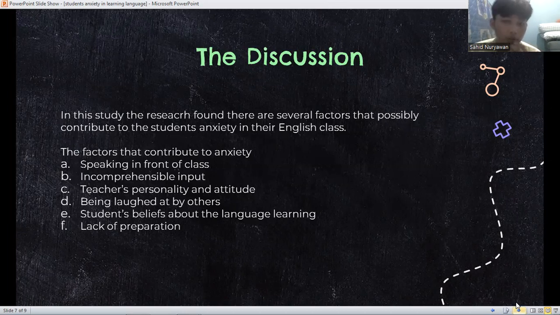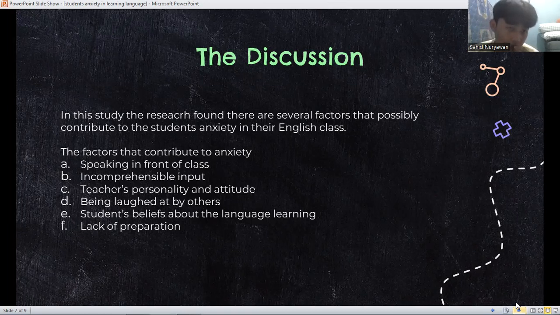Most of the participants responded that they were very concerned about having to speak in front of the class. The second, incomprehensible input. According to the participants, unclear explanation may also contribute to their anxiety in learning English. The third, teacher personality and attitude. Some participants reported that they got anxious when the teacher only criticized student mistakes. The fourth, being laughed at by others. They all thought that people in their classroom would laugh at them if they made a mistake.